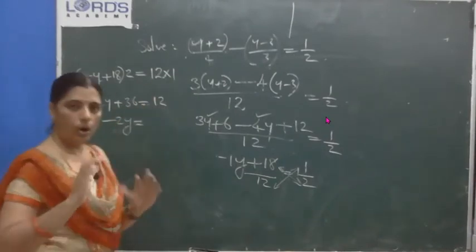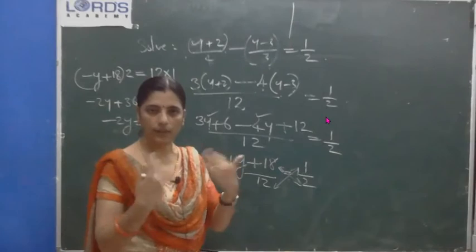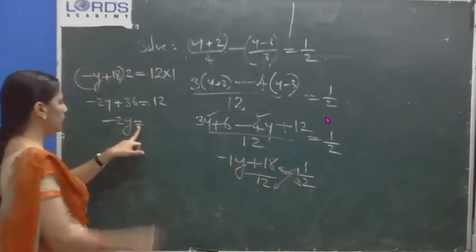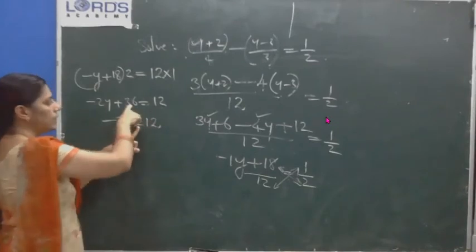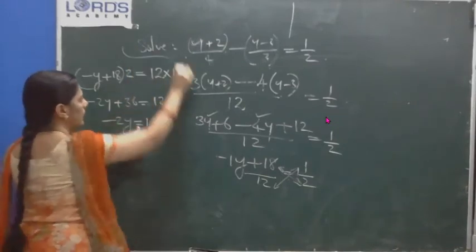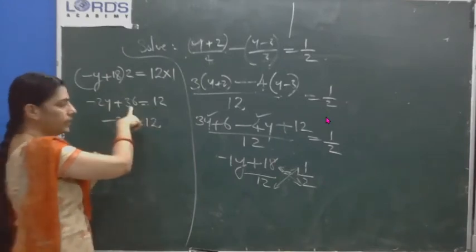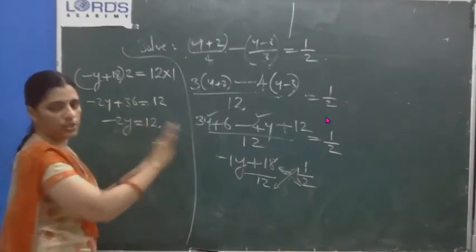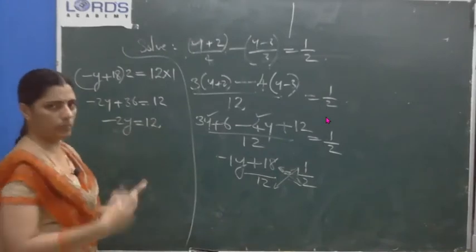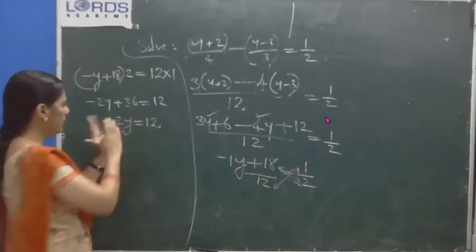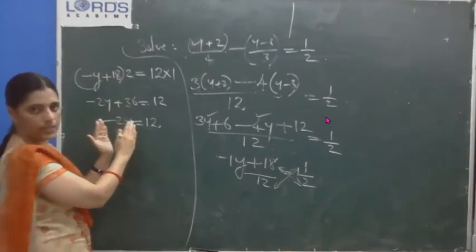Now what I told, all the numbers to one side, all the variables to the other side. Okay, so negative 2y equal to 12. 36, let it go to the other side, because 12 is a number, a constant. 36 also a constant. All the constants to any one side, all the variables to the other side. Here negative 2y, that's the only variable that I kept in LHS itself, left side.